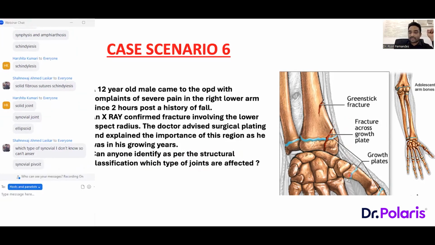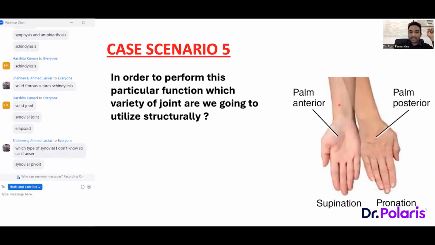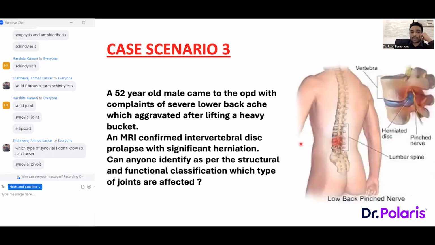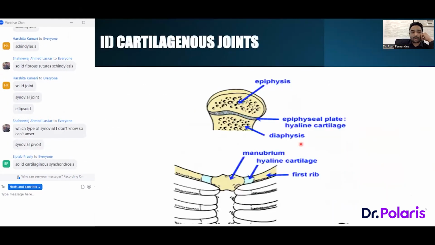So, Shahnawaz says synovial pivot. Yes, I expected that answer. Anyone else wants to give it a try? So the previous one, synovial joint, yes, that is for that action. Now here, when we discussed about the joints, we spoke about, we'll go to that so that there is no doubt.